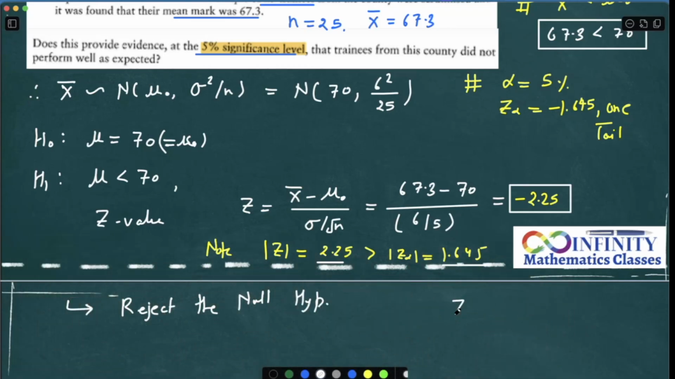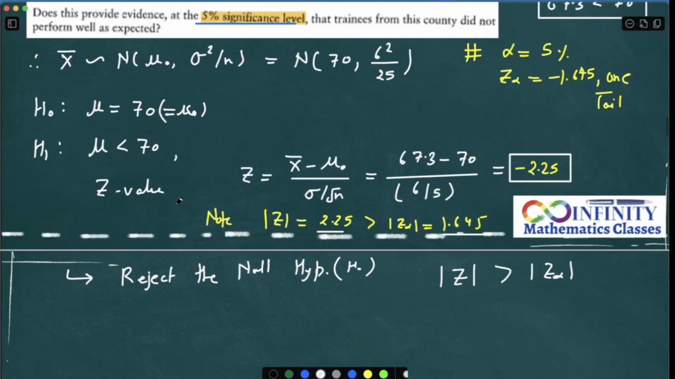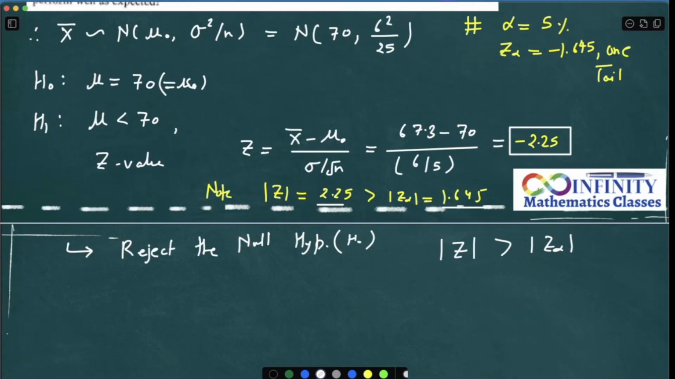Always remember, because there can be a negative value, there can be a positive value. Whenever mod Z is bigger than mod of Z alpha for one tail, whether it is negative or positive, you reject the null hypothesis, that is H naught. Understood? That is going to be the answer for us. That means yes, there are changes.